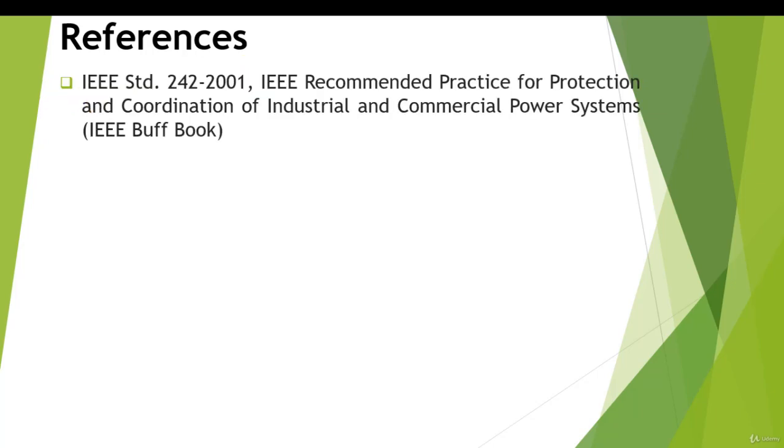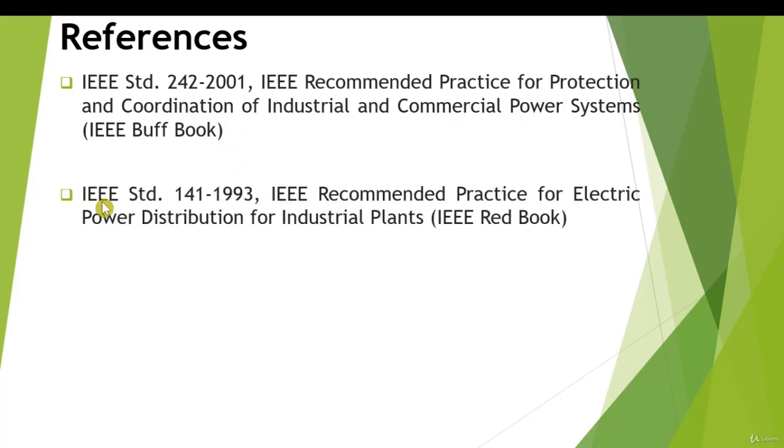So we'll discuss various international references which are being used for protection and coordination of electrical system. One can refer IEEE 242 standard, which is IEEE recommended practice for protection and coordination of industrial and commercial power system, which is called IEEE Buff Book. Another reference is IEEE 141 standard, which is IEEE recommended practice for electrical power distribution for industrial plants, which is also called IEEE Red Book.